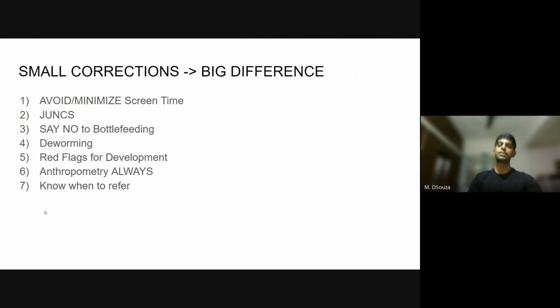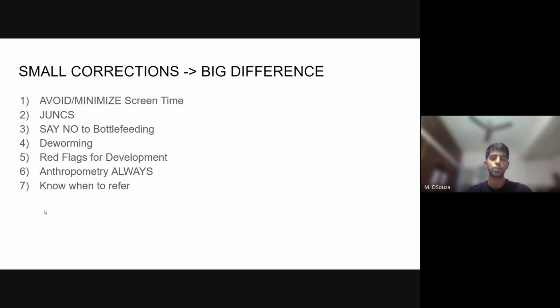To summarize this whole presentation, I'm sure I've told you a lot of things that you already know, and maybe you just need revision. But what is important to realize in pediatrics is that small corrections, just increasing your knowledge base by small amounts, can lead to a massive improvement in your children, the future citizens of tomorrow. Just to drive a few more points home, and general advice that you want to give all your children: number one is to avoid or minimize screen time.